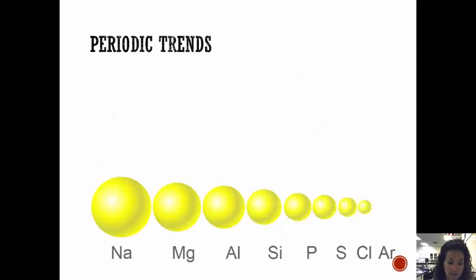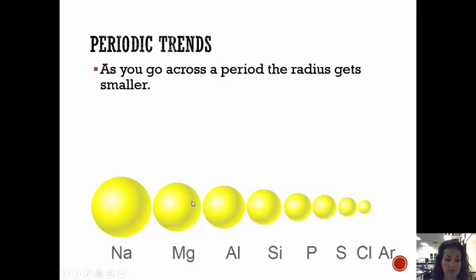With periodic trends, it's slightly more complicated. As you go across a period, the radius gets smaller. Why? Because you're still in the same energy level. For sodium, we're in the third energy level. Magnesium is also in the third energy level, and aluminum and silicon and phosphorus, etc. So still in the third energy level, but what happens is you are adding protons. So the nucleus is getting stronger, but the electrons are still the same distance away from that nucleus.